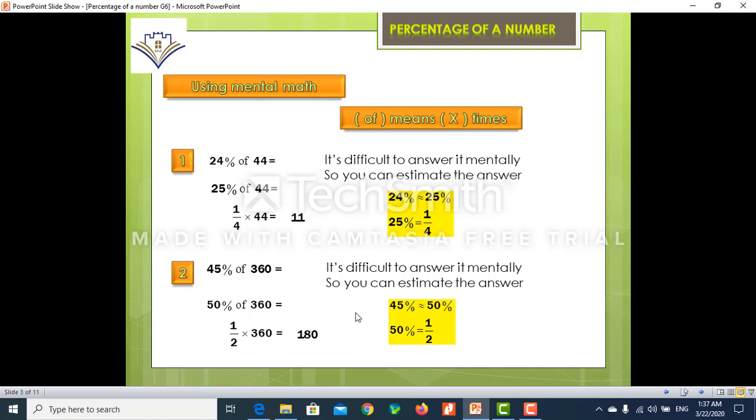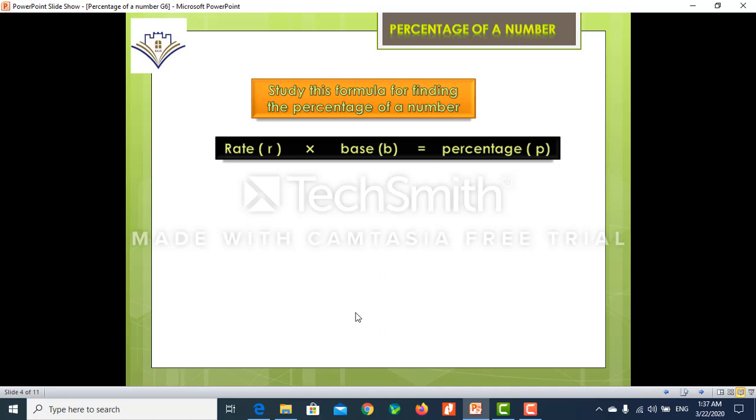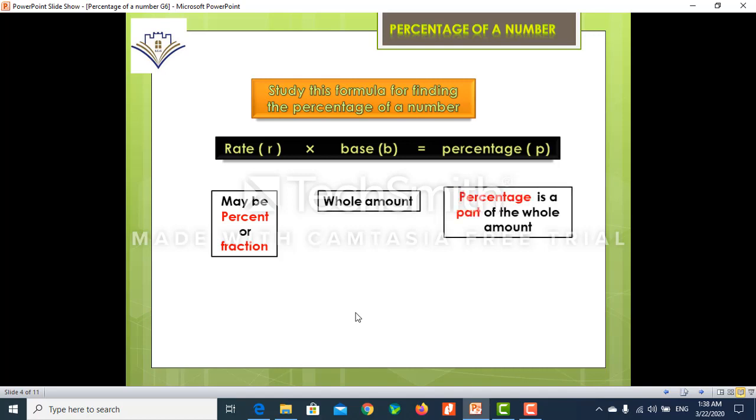Okay, let's go to the third slide. Study this formula for finding the percentage of a number. Rate multiplied by base equals percentage. R refers to a percent or fraction. The base is the whole amount, and the percentage is a part of the whole amount.